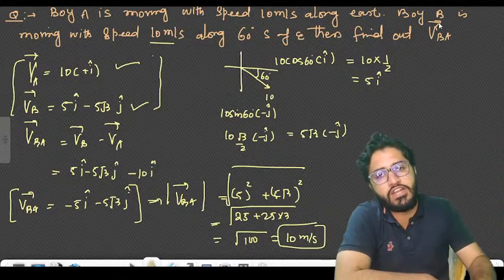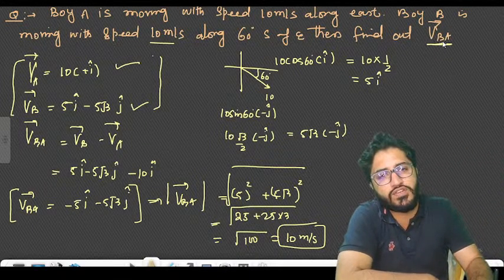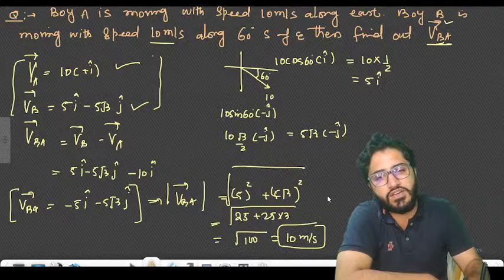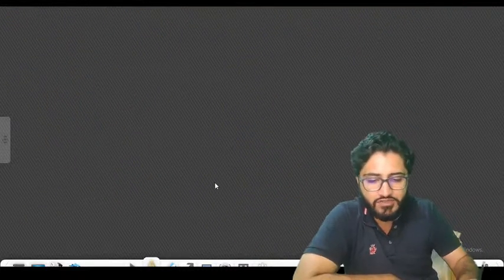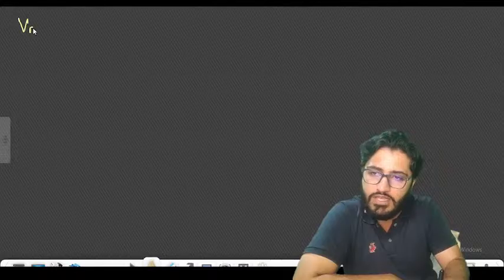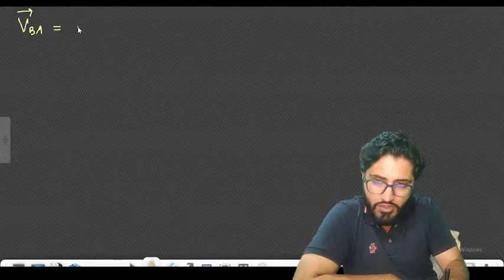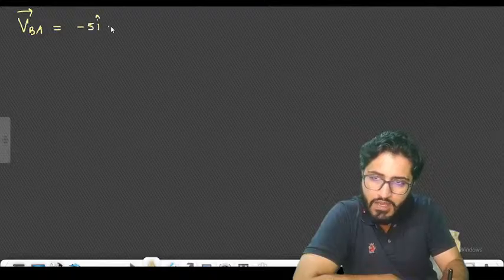Now look, we need to find out velocity. Velocity is a vector quantity, right? We just did the magnitude. Now for direction, what do you need to write? What is VBA? VBA came out to be minus 5 i cap minus 5 root 3 j cap.